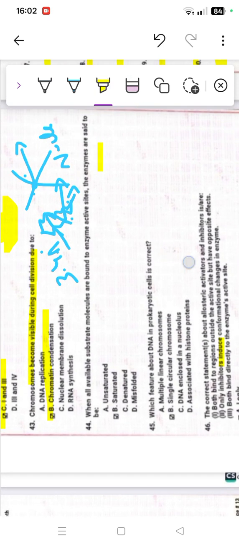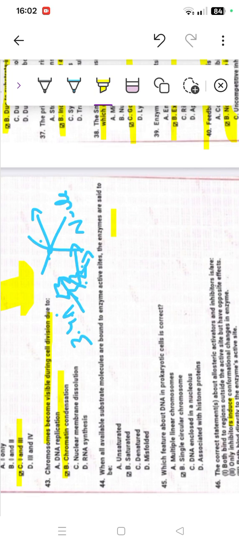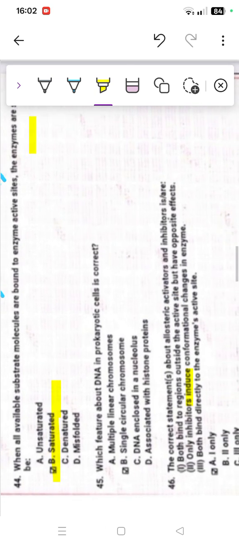When all available substrate molecules bind to the enzyme, the enzymes are said to be saturated. This means no more substrate or no more enzymes are required. Which feature about DNA in prokaryotic cell is correct? Prokaryotes have a single circular chromosome, whereas eukaryotes have not circular but linear chromosomes, some different shape.